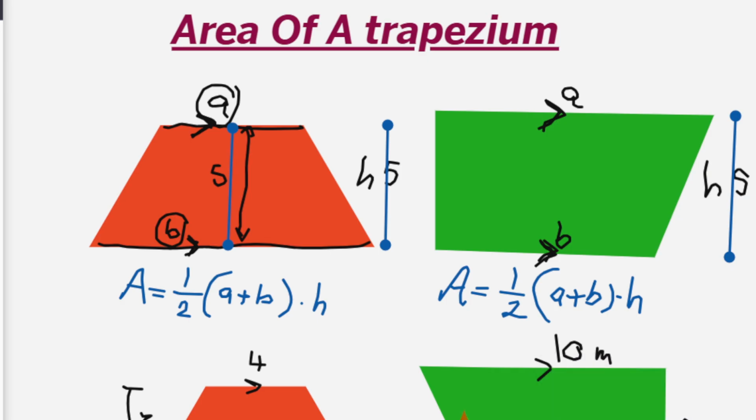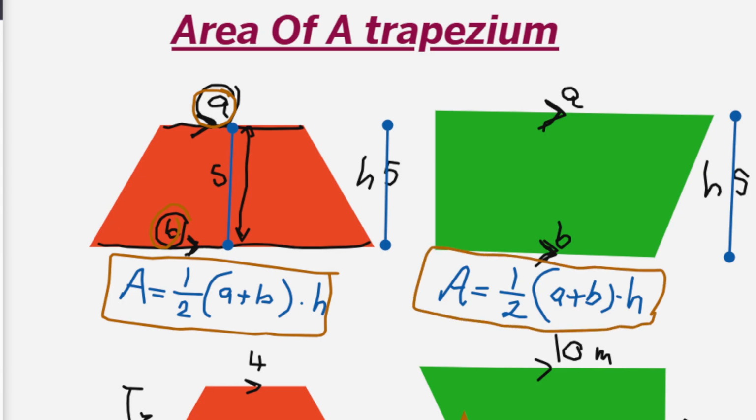The formula is this here. This is how to find the area. The area is half times A plus B, adding the parallel sides, times the height. And that's it. Similarly here, half times A plus B times h. So let's look at an example.